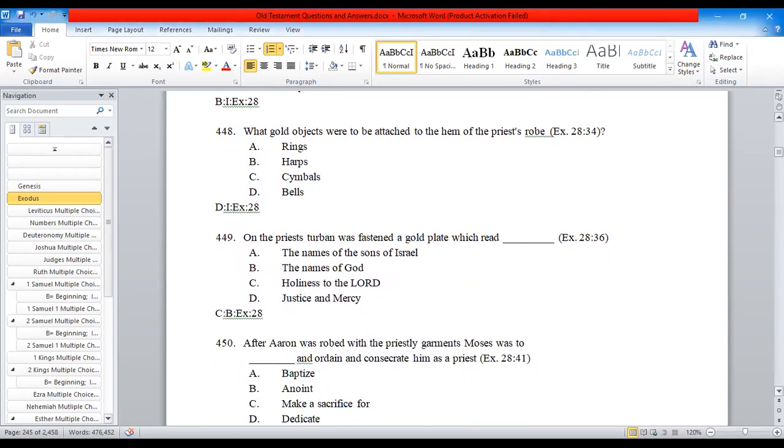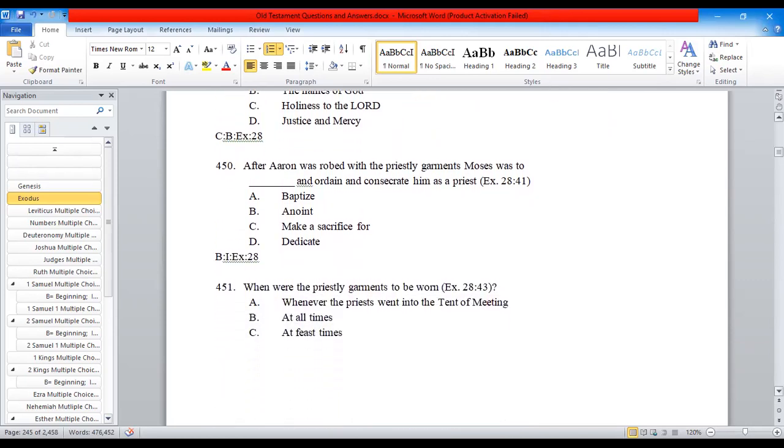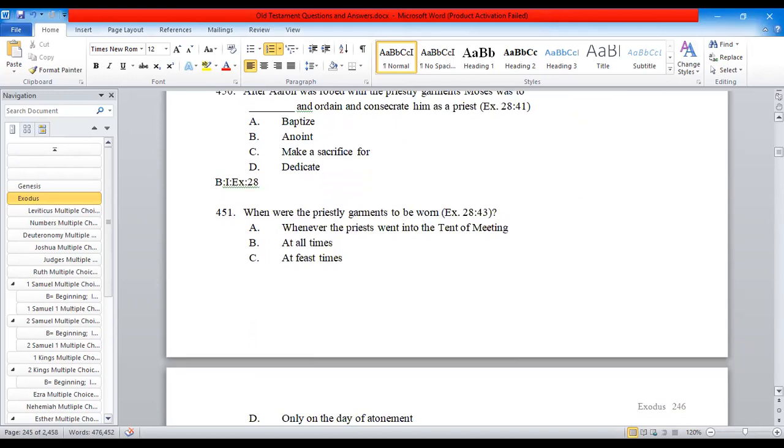After Aaron was robed with the priestly garment, Moses was to dash and ordain and consecrate him as a priest. What was Moses to do? Anoint. Okay. So does it mean that in our ordination we have to put anointing oil on people? Anyway, we will discuss it another time.